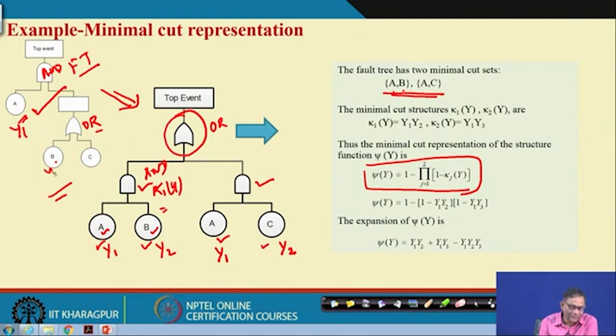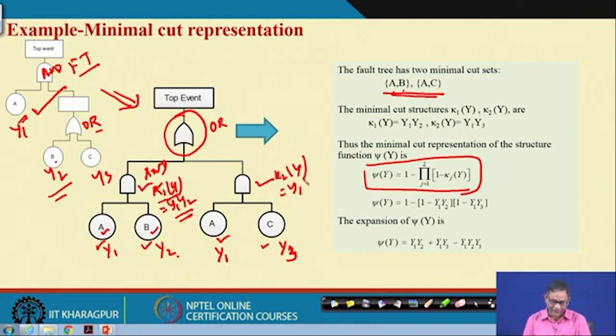So, a, b, c are y1, y2, y3, a is y1, y2, y1, y3. Okay. So, now this is AND gate. So, k1y is y1, y2. Now, k2y is y1, y3. So, you have k1y and k2y. Now, the structure function representation with OR gate will be this. Now, put 1 minus this one, j equal to 1, 1 minus k1y and j equal to 2, 1 minus k2y. k1y is y1, y2 and k2y is y1, y3. So, this is your structure function.